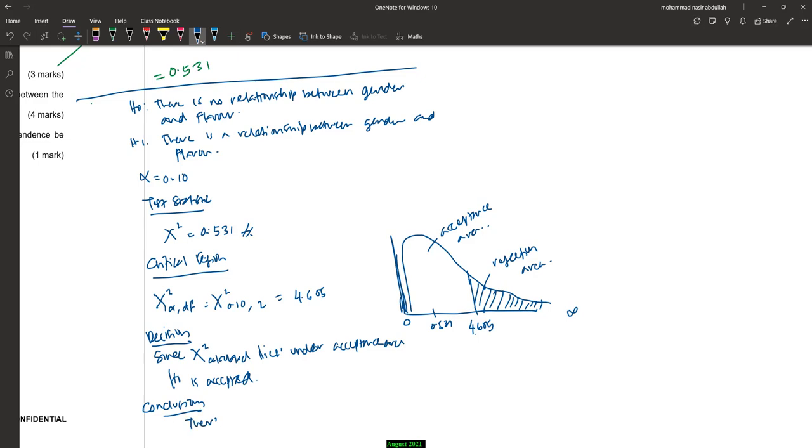there is no significant relationship between gender and preferred flavor, right?